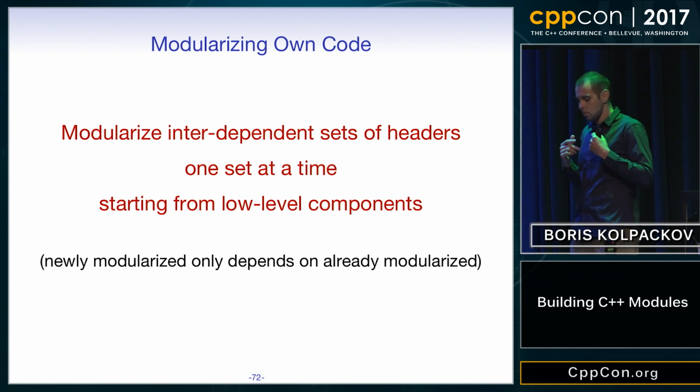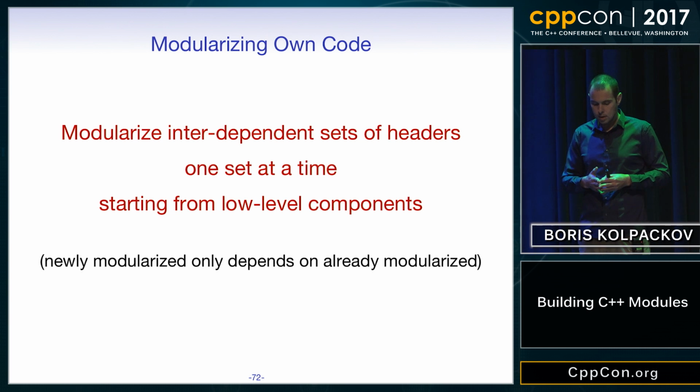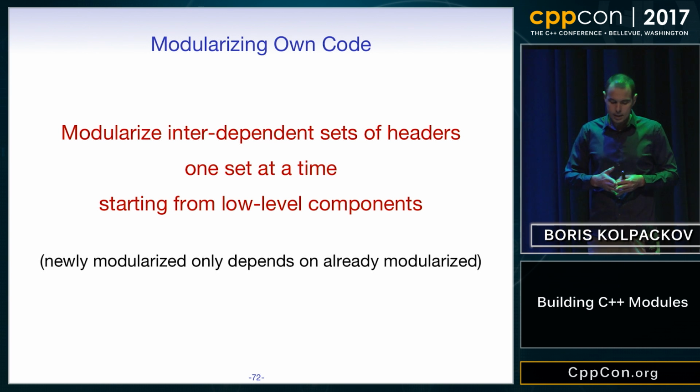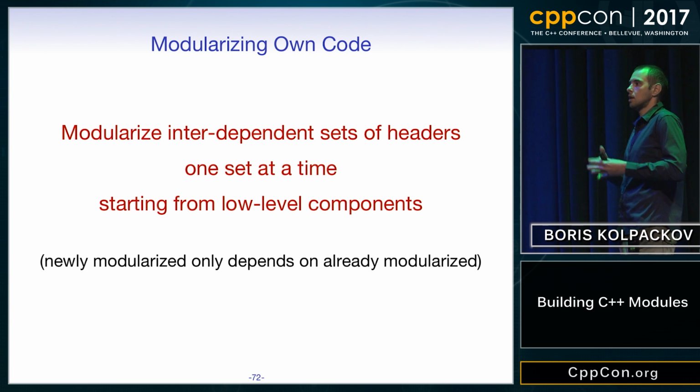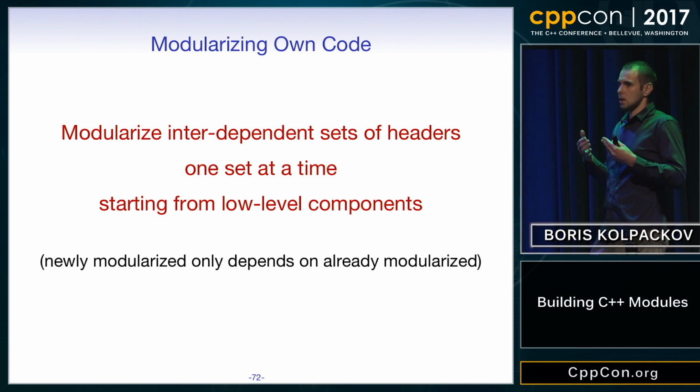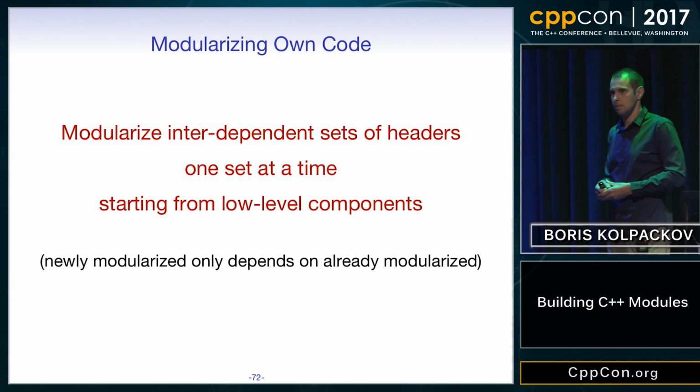When it comes to modularizing our own components, the strategy that we found works best is to identify and modularize interdependent sets of headers, one set at a time, and starting from the lowest level components, so that any newly modularized set only depends on the previously modularized one.